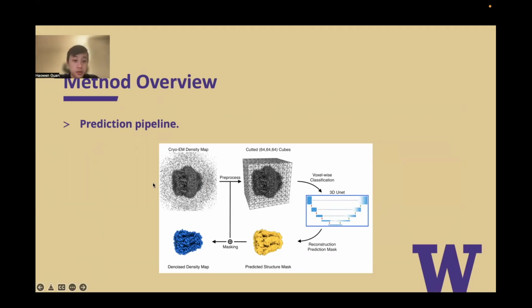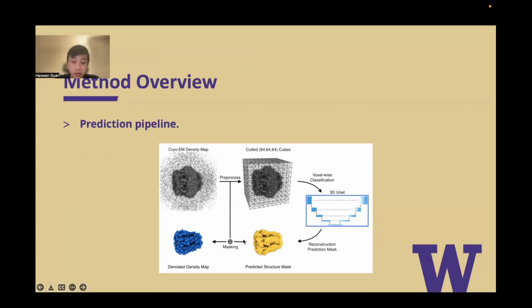To do the prediction, the only input needed is the cryo-EM density map. With some pre-processing, such as normalization, we can cut the density map into 64 by 64 by 64 cubes, a unitary size, and input them into the 3D UNet with pre-trained weights, and we can reconstruct the cubes back to the full map. And then here is the output of the UNet, the deep learning network.